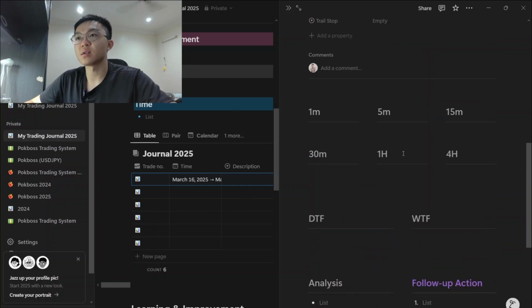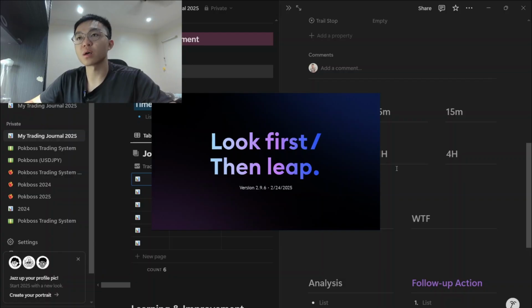Okay. And then the next thing here is the screenshots. Okay, this is where you put your screenshots over here. So let me open up my TradingView over here. I can just show you how you can put your screenshots.